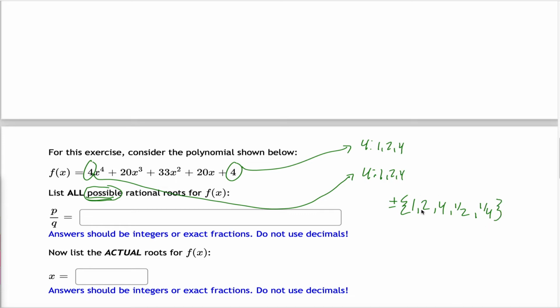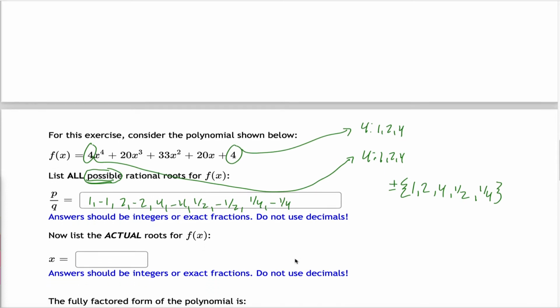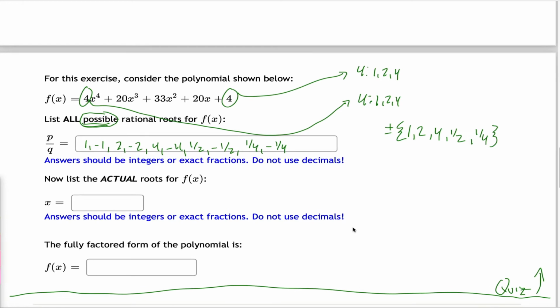My possible rational roots are these 10 numbers, right? Plus or minus 1, 2, 4, 1/2, and 1/4. They don't let you put in the plus or minus. So what you've got to do is write like 1, -1, 2, -2, 4, -4, 1/2, -1/2, 1/4, -1/4. Sorry, that's kind of tedious to type those all in. Those are all the possibilities. They don't want the possibilities, they want the actual roots.